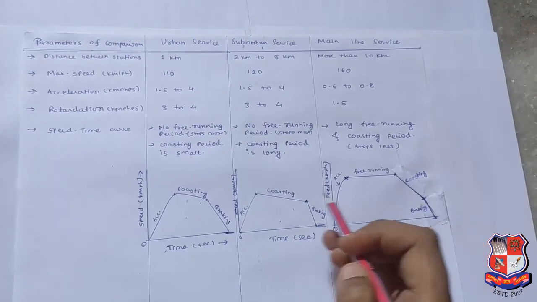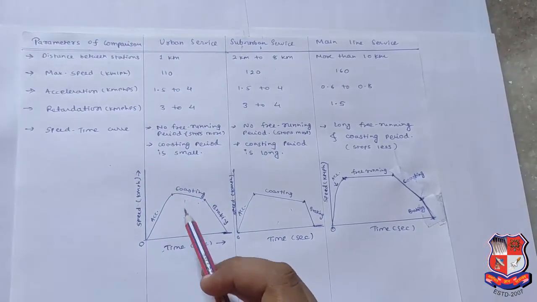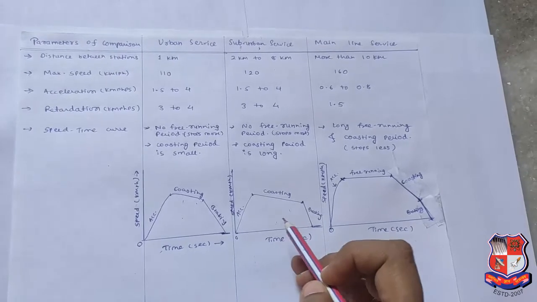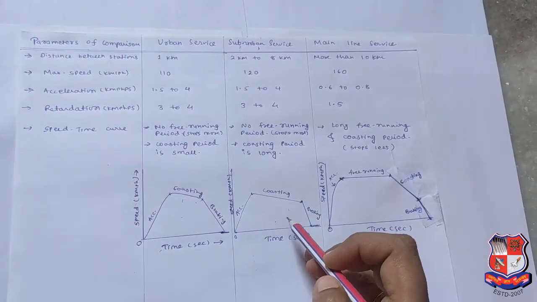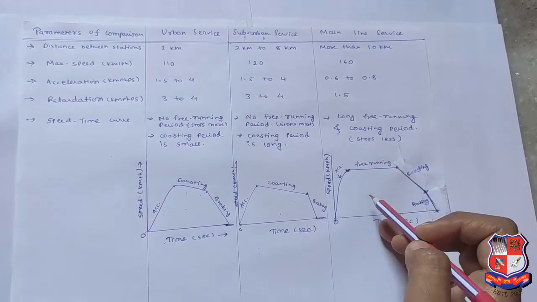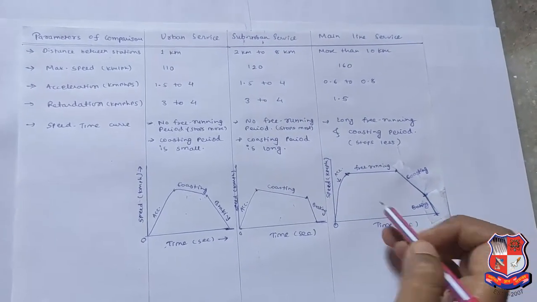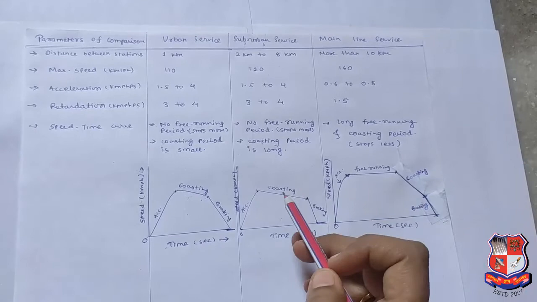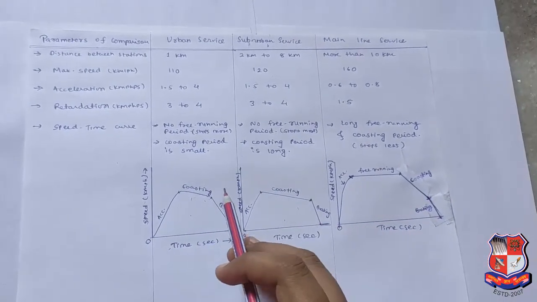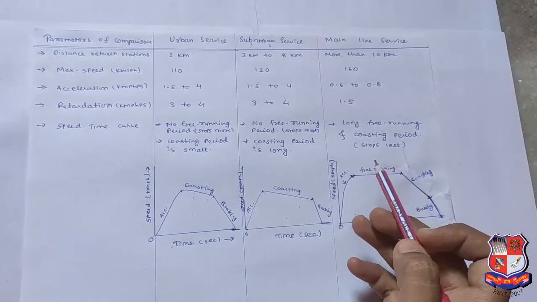For example, we can take metro trains for urban services, local trains for suburban services, and for mainline services we can consider the long route trains. Okay, so this is the comparison for urban service, suburban service and mainline service.